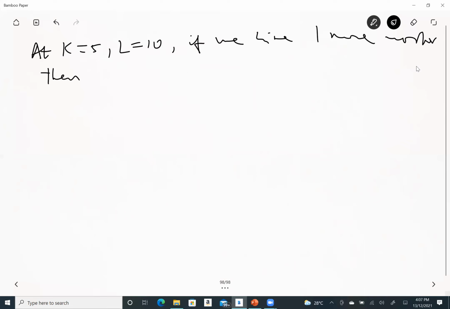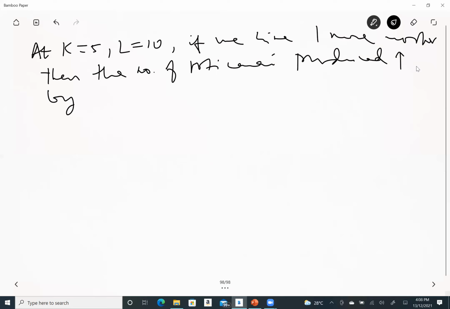Okay, all right. So you still use the same point because we are taking a derivative at that point. So you say that at K equal to 5, L equal to 10. If we hire one more worker, or just say that if labor increases by 1 unit, then the number of roti canai produced increases by the amount MPL, 63.06, or you round it to 63 pieces.